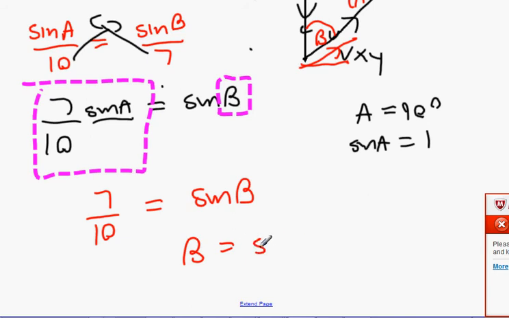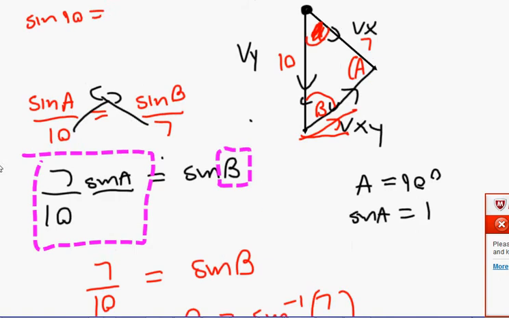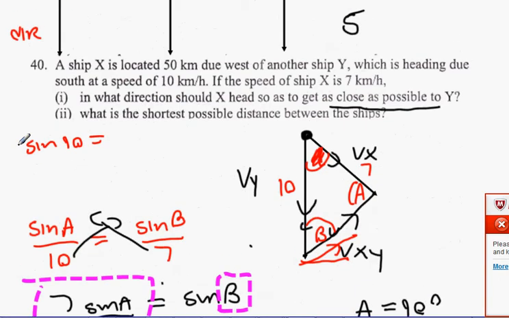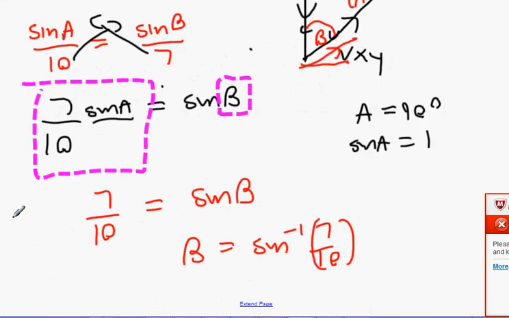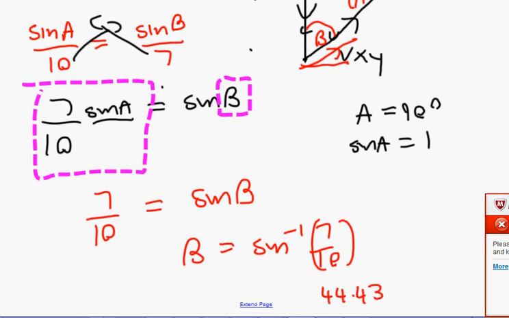What is sine inverse 7 over 10? Can anybody tell me? Sine inverse 7 over 10? 44.43. 44.43.